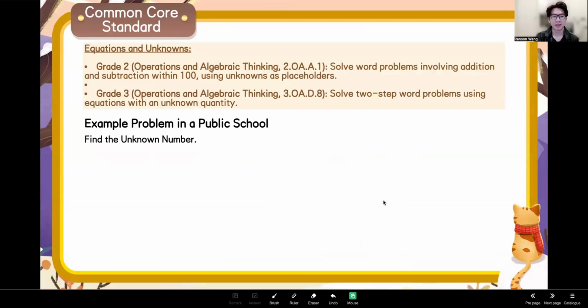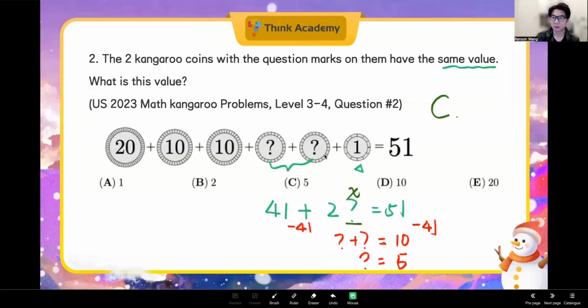For this one, the Common Core standard is equations and unknowns. In grade 2 and grade 3, we all learn about operations and algebraic thinking. In elementary school, in grade 2 or grade 3, the form is probably similar to this one, finding the unknown numbers. And here it's just using a question mark to represent the unknown number, so the form is basically the same. I believe Math Kangaroo introduces this type of question for our students to build the foundation so that they can solve equations in the MCA. They can learn how to build and solve the equation. That's the most important thing. Okay, so that's all for the second question.